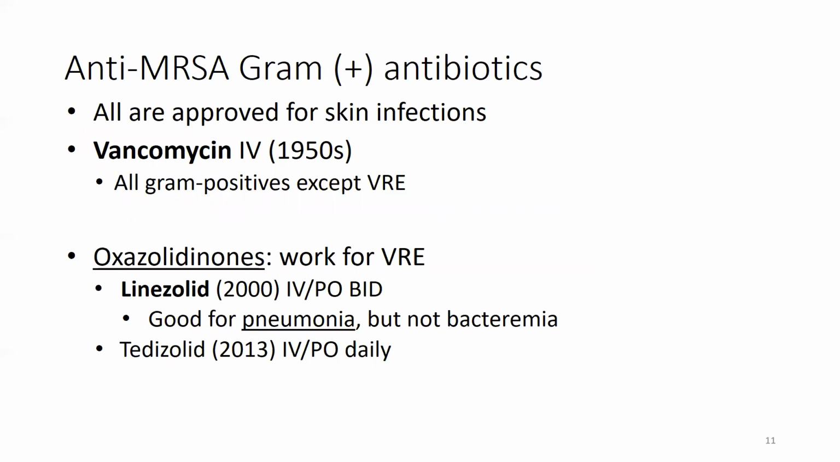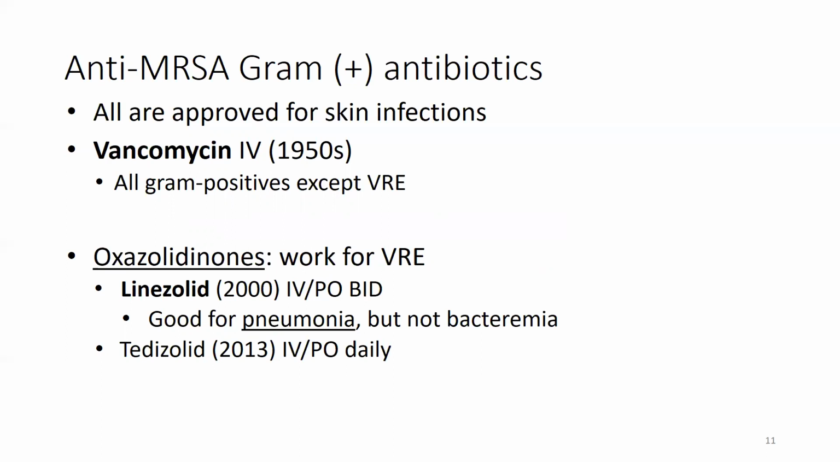Now the anti-MRSA gram-positive antibiotics, this was the back of my antibiotic chart that I showed you. These are pretty much all approved for skin infections because that's where gram-positive organisms live. It's easy to get them on the market because they're fairly simple. Patients don't have to have a lot of comorbidities that complicate the results.